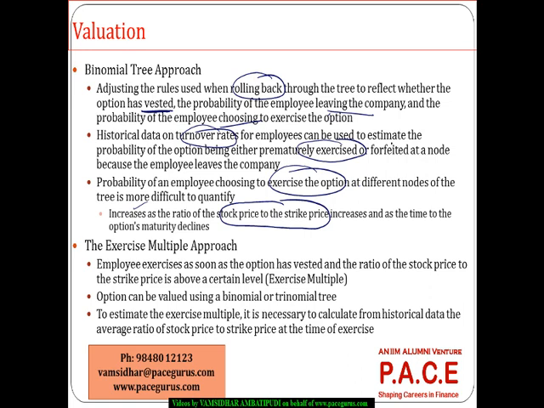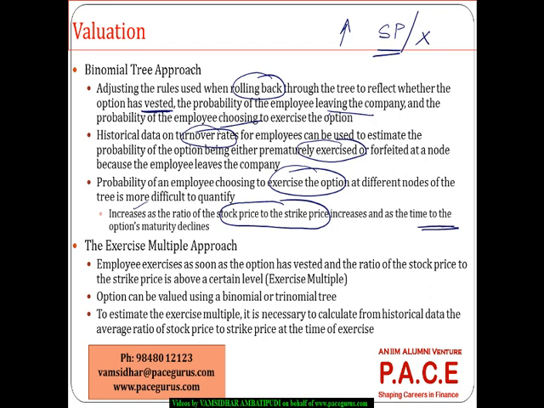The probability of exercising the option will increase as the ratio of the stock price to strike price is increasing, because the option is becoming more and more in the money. So the chances of exercising the option become more and more. So when the ratio of stock price to strike price is higher and the time to maturity of the option is going down, they don't mind exercising the option on a heavier basis. So the probabilities of the exercise will increase in that situation.